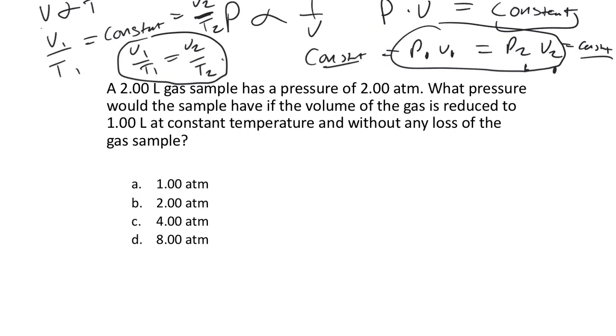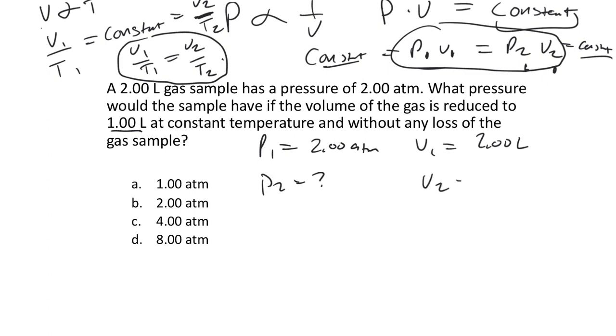And so this problem here is saying you have 2 liters of gas initially at 2 atmospheres. What pressure would the sample have if the volume of the gas is reduced to 1 liter? Okay, so we're looking at pressure and volume, so we're looking at a P1V1 equals P2V2 problem. So we have our P1 would be 2 atmospheres, V1 would be 2 liters, and then what would P2 be if the volume changes to 1 liter?